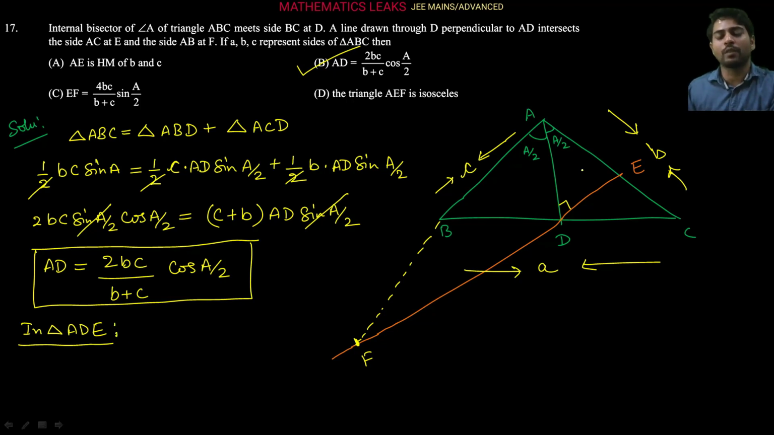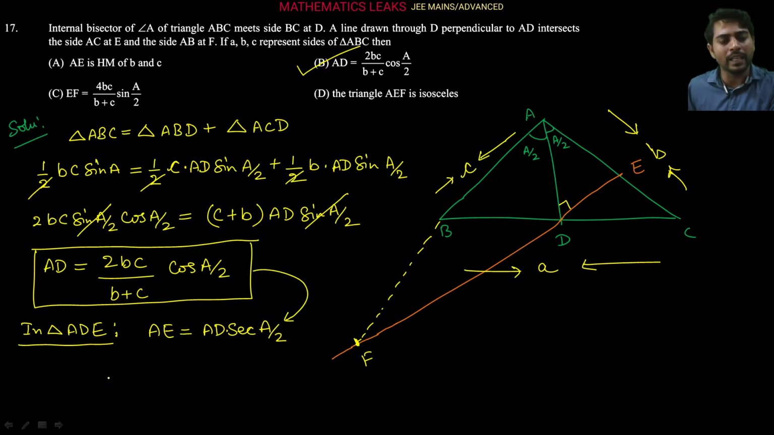So we want to find the hypotenuse. So directly we can write AE is equal to base AD into secant of A by 2. Secant of A by 2, right? So now what is AD here? AD is 2 BC upon (B plus C) into cos A by 2. So from this we are putting the value here.